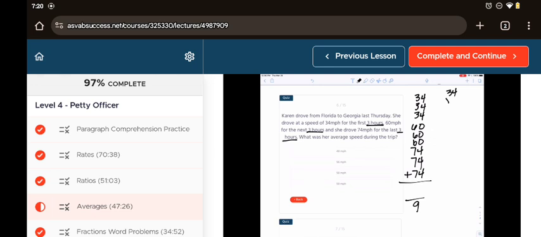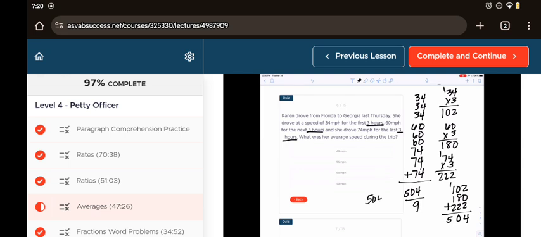What I'm going to do is 34 times 3. 3 times 4 is 12, carry the 1. 3 times 3 is 9 plus 1 is 10, so 102. 60 times 3: 0, 18, 180. And 74 times 3. 3 times 4 is 12, carry the 1. 3 times 7 is 21 plus 1 is 22, so 222. So now I'm going to do 102 plus 180 plus 222. 4, 10, carry the 1. 1, 2, 3, 5. So now this, I'm going to divide by 9.